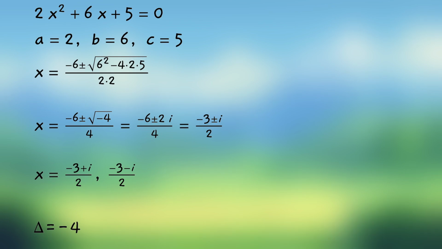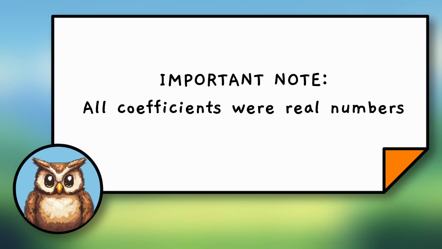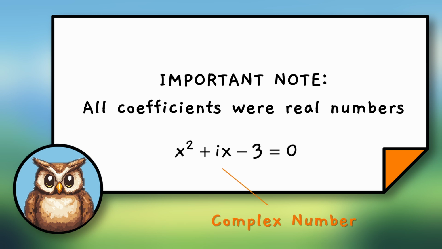And the third final example we saw was 2x squared plus 6x plus 5 equals 0. Here the discriminant was negative 4. It was negative, and the answers we got, the solutions to this equation, were two complex numbers. Before we end the lesson, there's one important thing I'd like to mention. Throughout this lesson, we assumed all the coefficients of the equation were real numbers. So for example, we didn't talk about quadratic equations like x squared plus ix minus 3 equals 0. Here the coefficient of x, i, is a complex number.